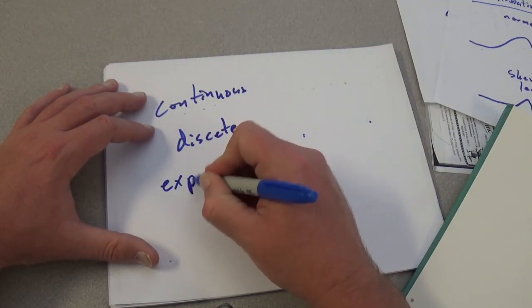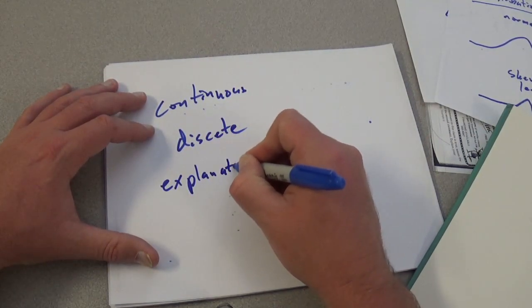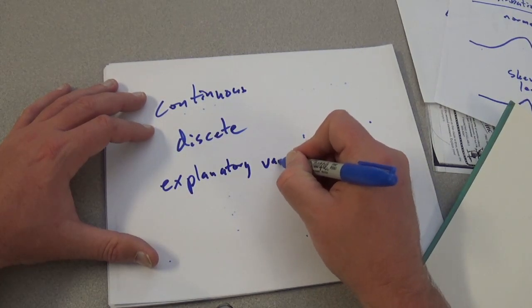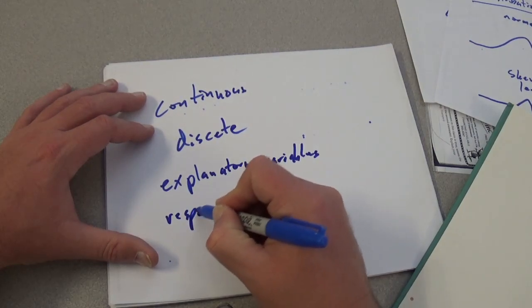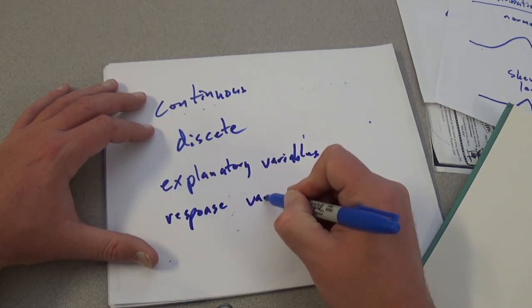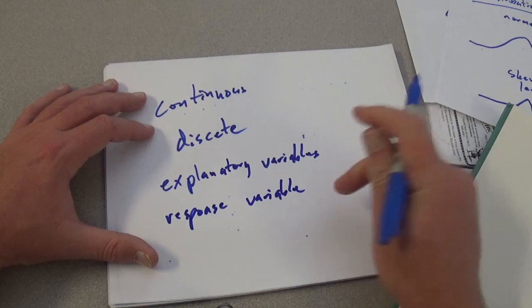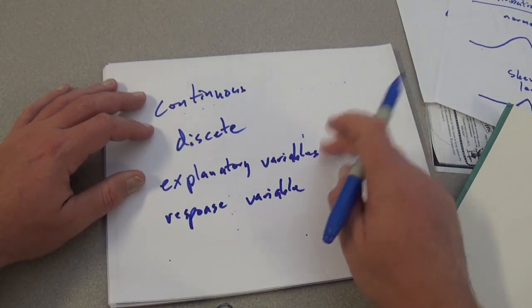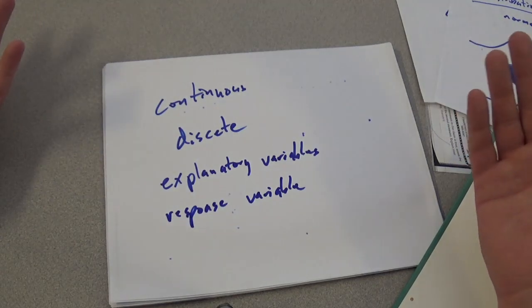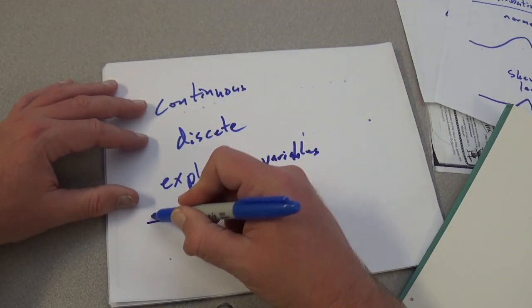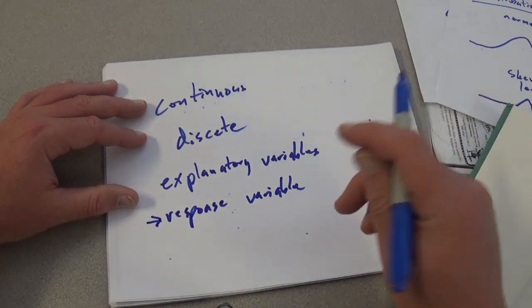And we have explanatory variables. And we have response variables. So your explanatory variables are the things you put in the model that you want to use to justify what's happening. Your response is what we're actually measuring.